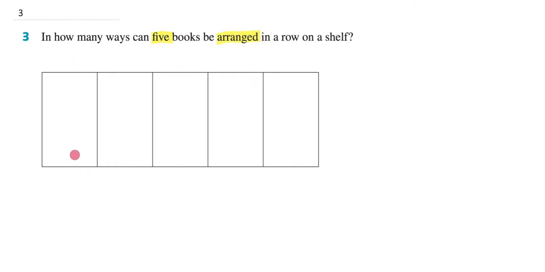So again, let's just start by looking at our first position. How many books could I possibly put into the first position? Well, there's going to be 5 books. What about the second position? Well, I've already put a book here, so that means I have 4 books left, so that means I have 4 books to put here. What about in this position? Well, I've already used 2 books, so that means I have 3, and hopefully you can see a pattern emerging.